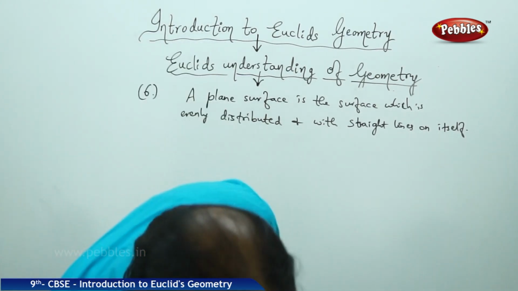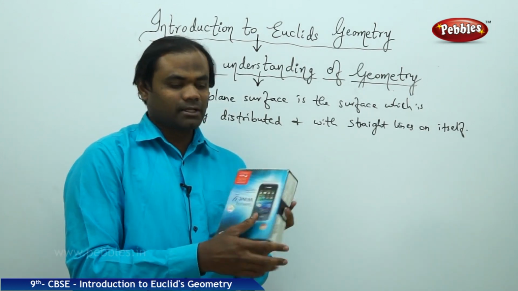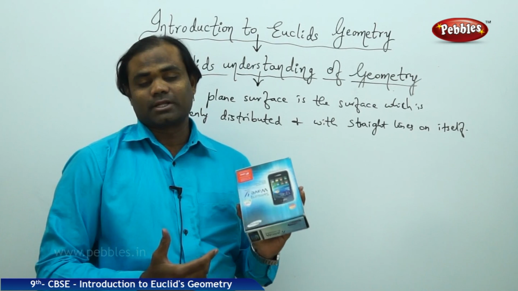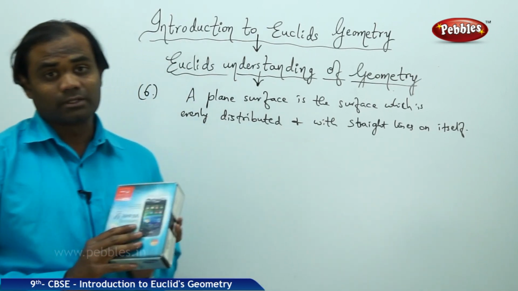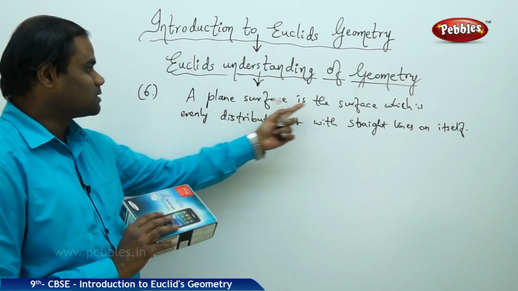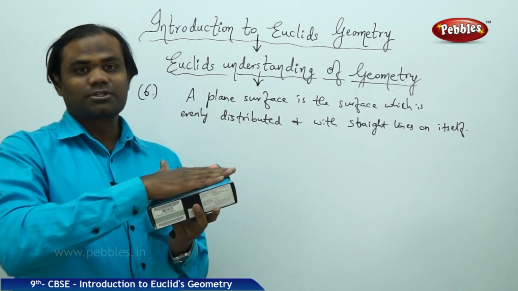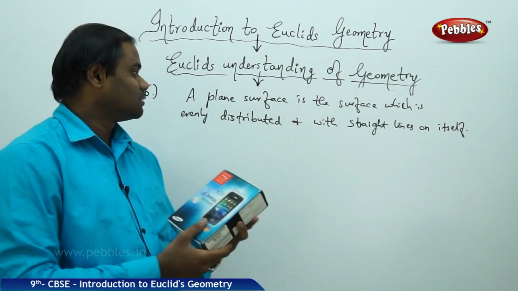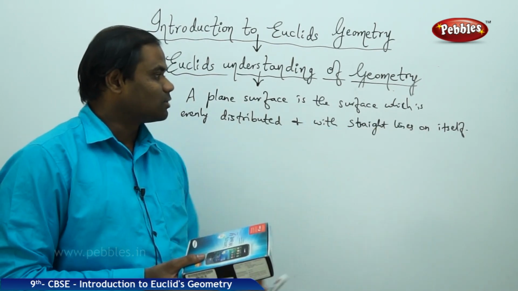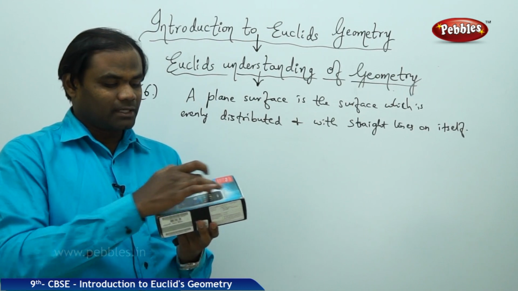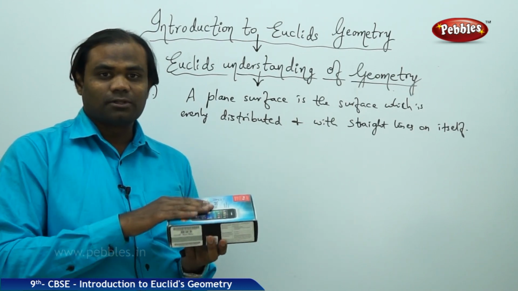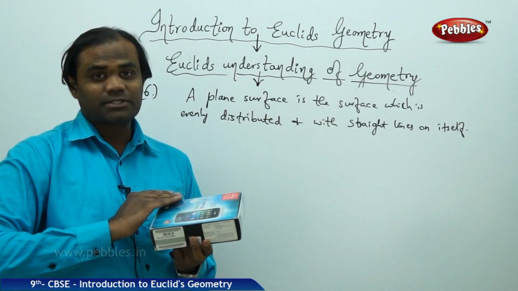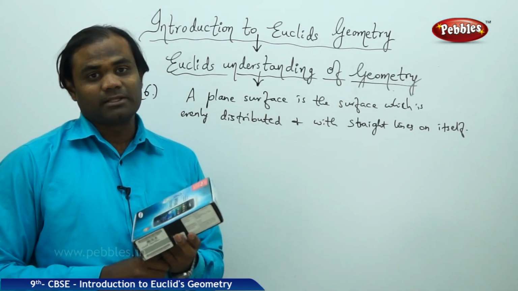For example, I take this. This clearly is a plane surface because it is plane in our understanding. But according to Euclid, mathematically, a plane surface is the surface which is evenly distributed with no ups and downs, but plain and flat, and with straight lines on itself. If I take any two straight lines, they will be on the plane, but they will not move away from it. All the complete straight line must lie on the plane surface.